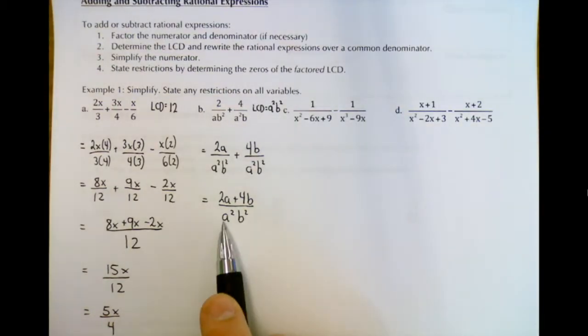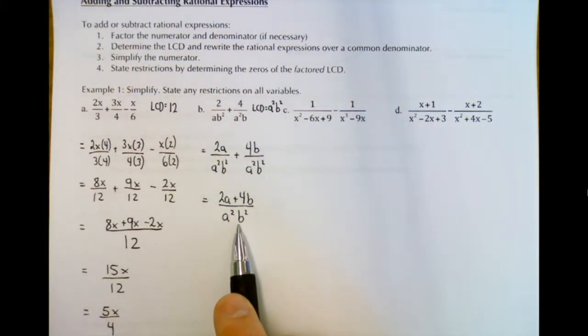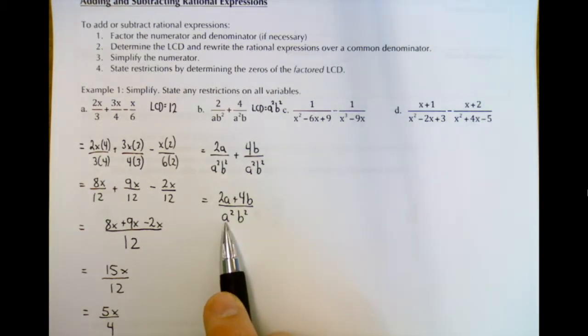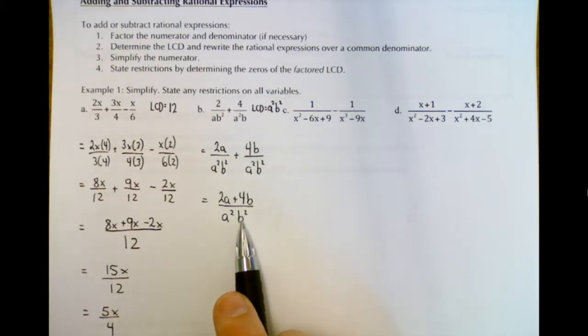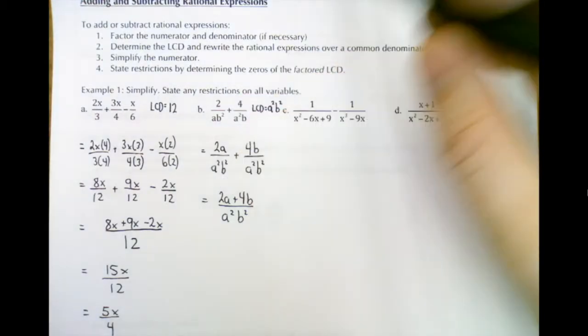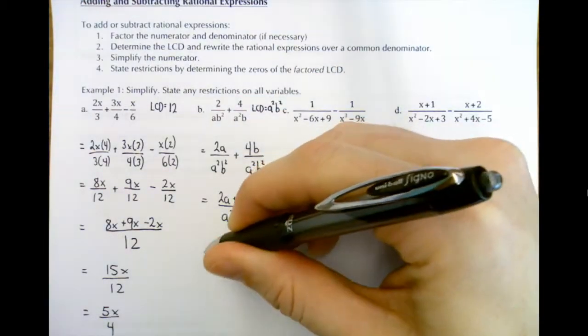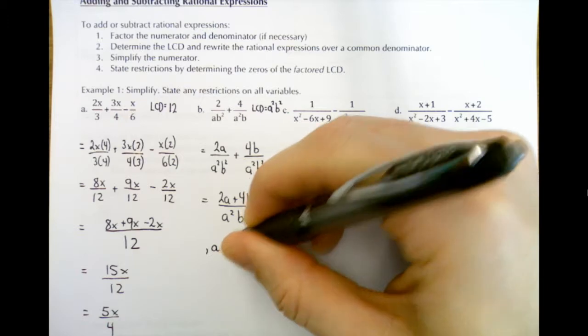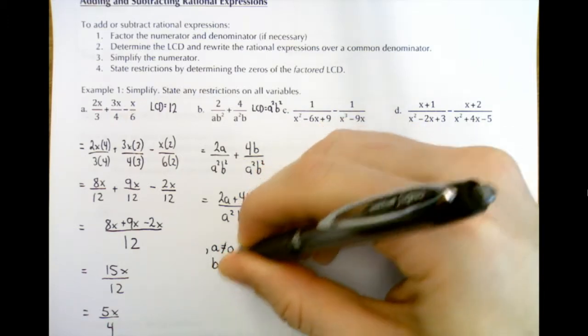In the bottom, we have two letters, a squared and b squared. If we made a 0, the whole denominator would be 0. We can't have that, so that's a restriction. If we made b 0, the whole bottom again would be 0. We can't have that, so b can't be 0. So our restrictions, I'm going to write them below because I'm kind of out of room, are a can't be 0 and b can't be 0.